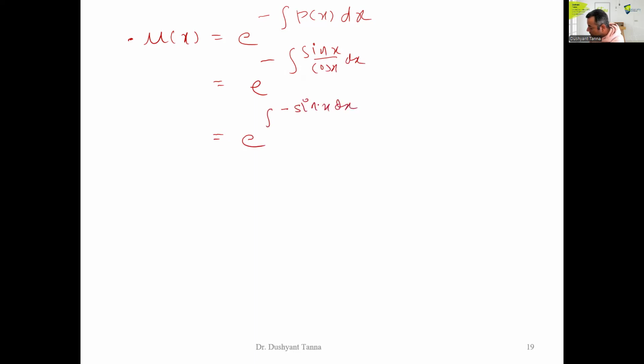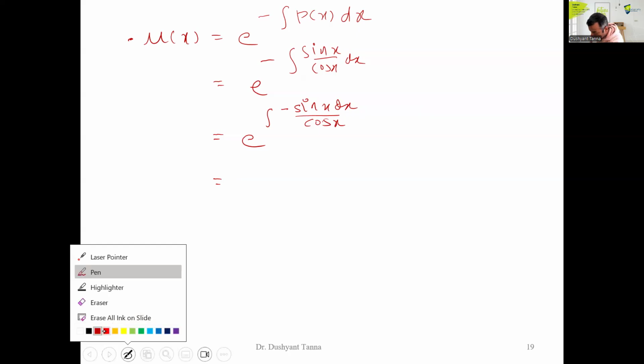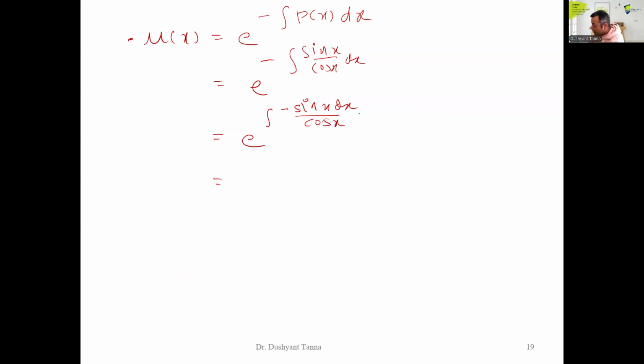Negative sine x dx over cos x. Now, if you do a few example practice problems, by now you should have realized you don't have to go for cos x is t and therefore negative sine x dx is dt, right? Okay, so I'll write a few steps here, which you can resemble from some of the books. First, can I write this as e power differentiation of cos x over cos x dx?